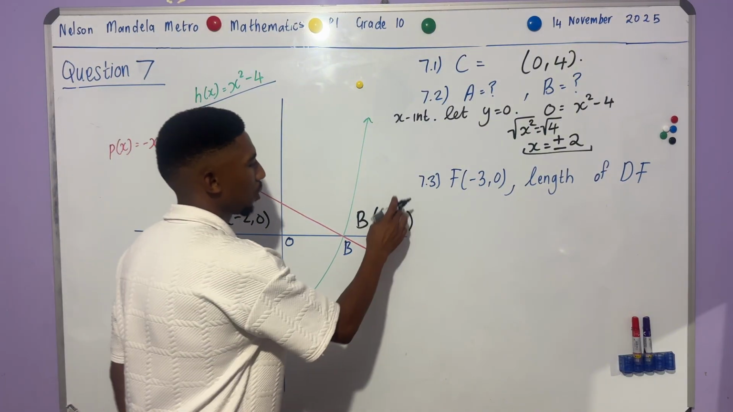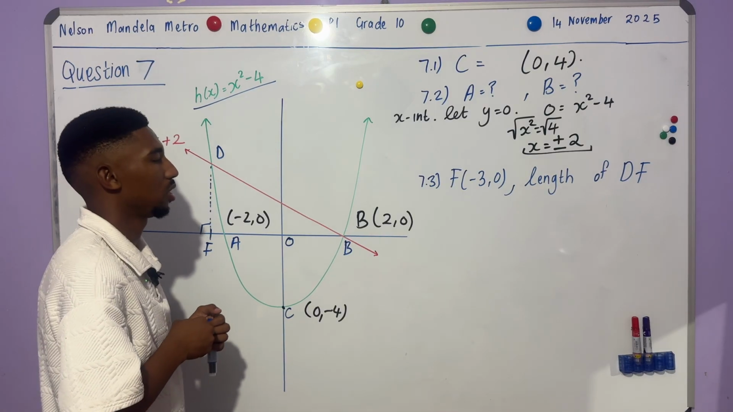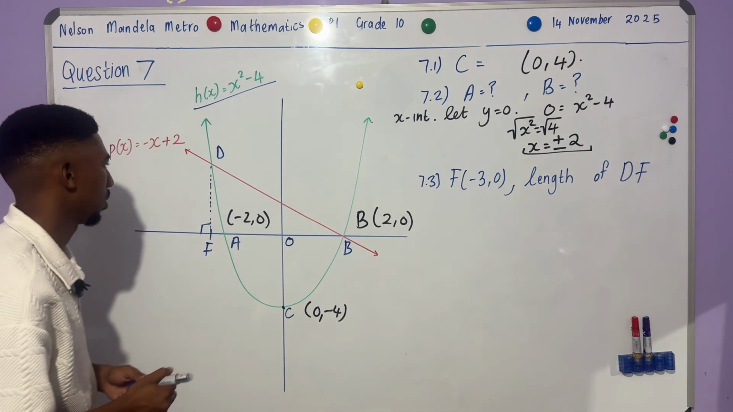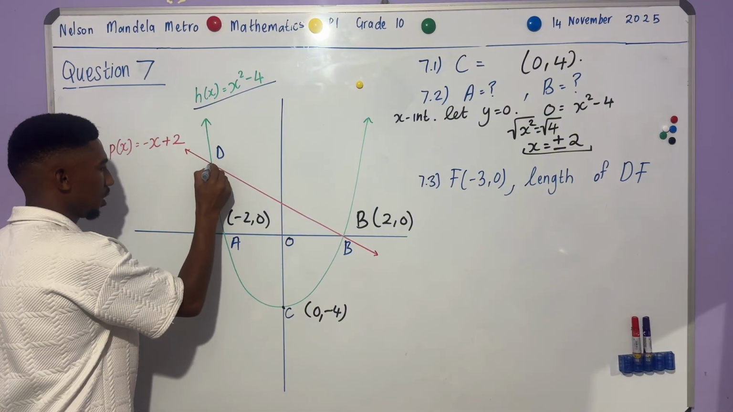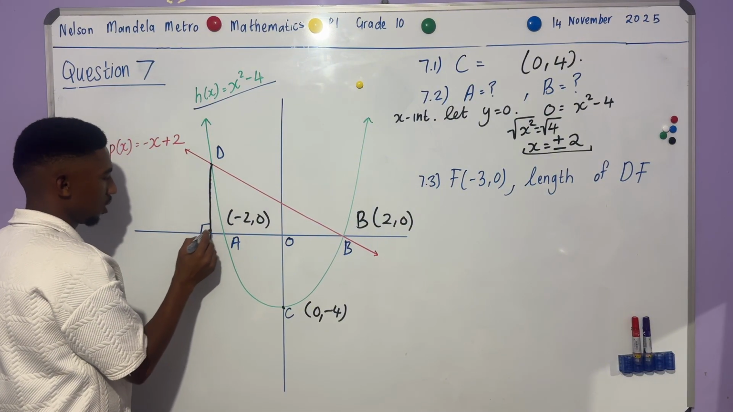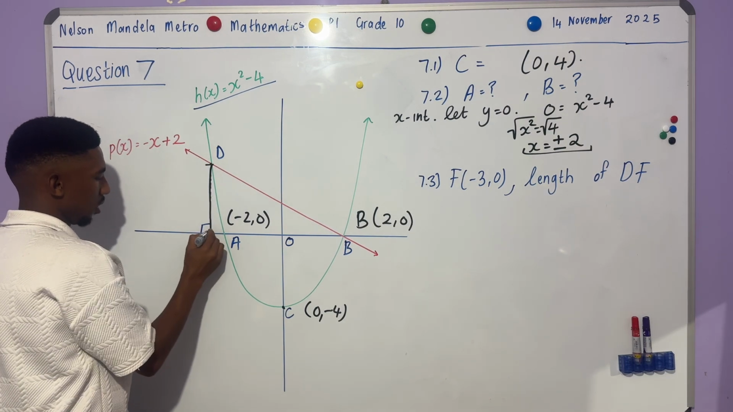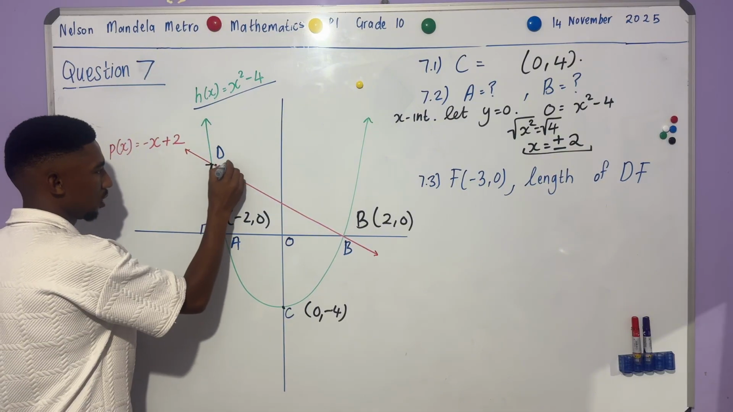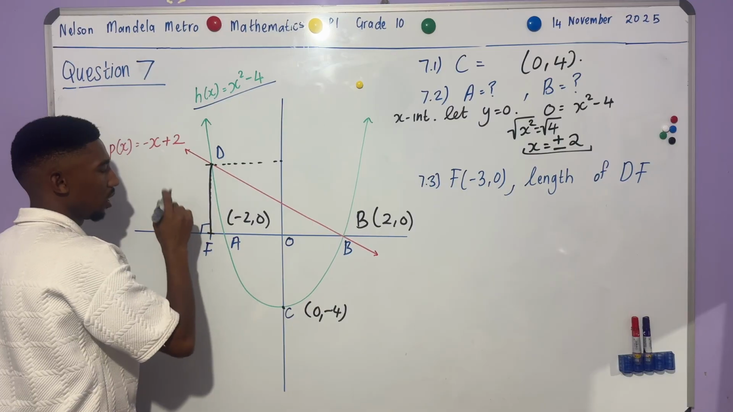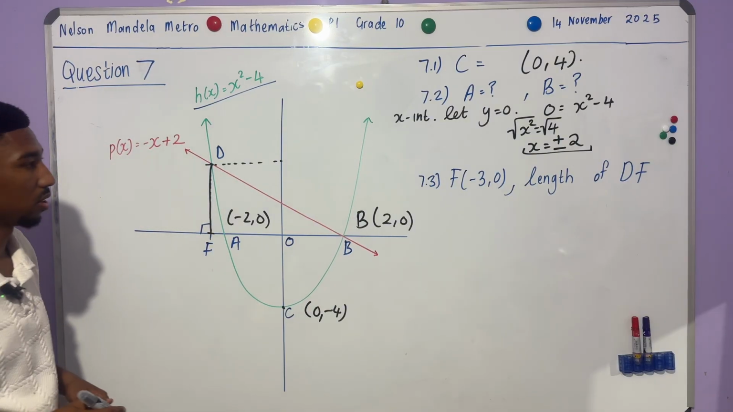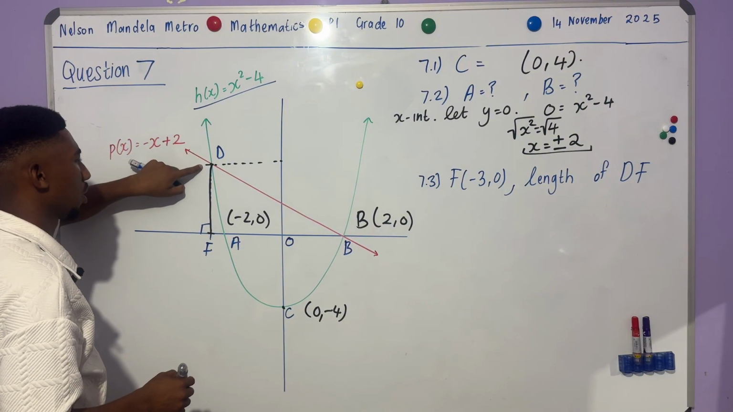Next, for 7.3, the point f is negative 3 and 0. Determine the length of DF. That's the next question there. So DF is this length over here. Let me just highlight that. It's this length over here. What's important is if we manage to find the vertical distance, and since this is already at 0, whatever y coordinate is at D would be our vertical distance. So all I need to do is find the coordinates of the point D.